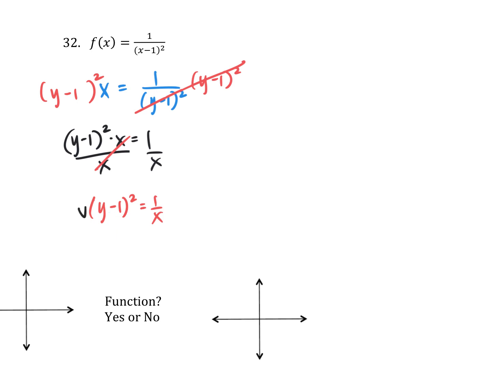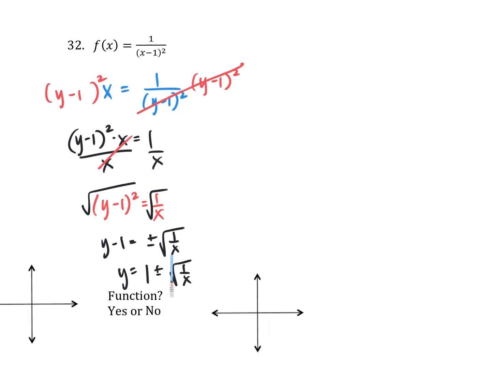Square root. Do we need a plus or minus? Yes. So we'd have y minus 1 is plus or minus root 1 over x. Final answer. What's my inverse? Plus or minus root of 1 over x plus 1. I just threw my 1 in front. You can then use your graphing calculator to graph that to see if it's a function or not, if it passes the vertical line test.